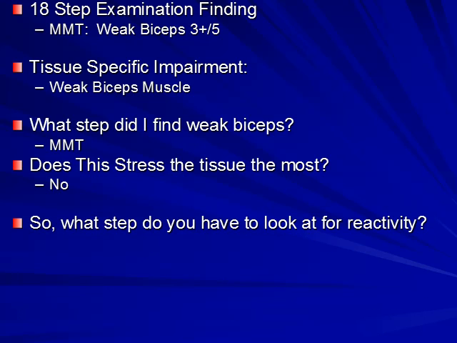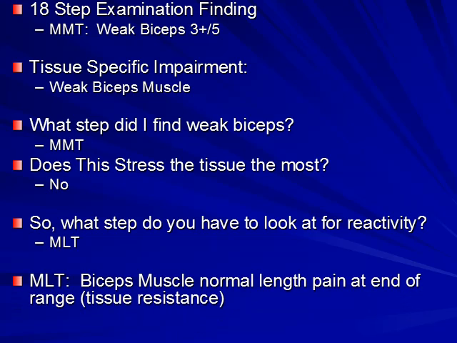So what would we look at? Well, of course, we would look at the same step. It's still a muscle tissue. That's the type of tissue we're dealing with. And in our previous example, we saw that the MLT would be the best step to stress the tissue passively. So I can't even use this MMT data to determine tissue reactivity. I used it to detect this problem, but I can't use it for tissue reactivity. All right, so if my MLT, when I look back at that, is normal length and pain at tissue resistance, then this is also moderate.